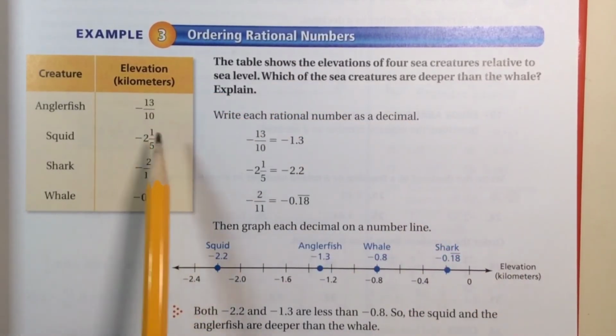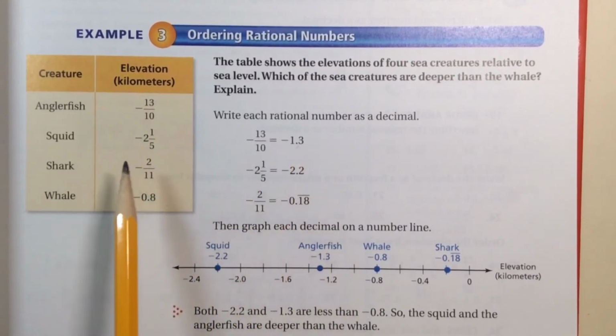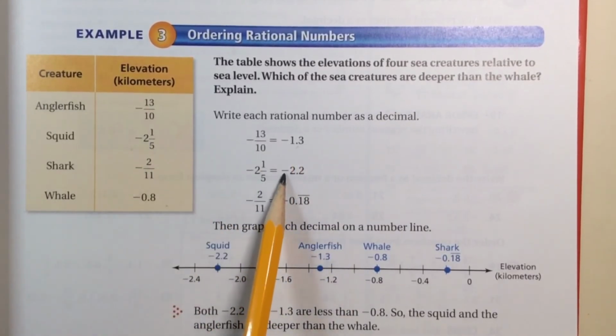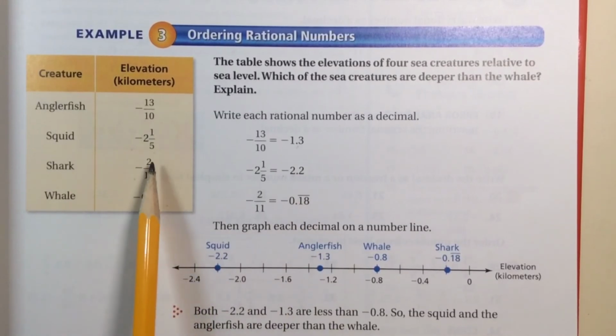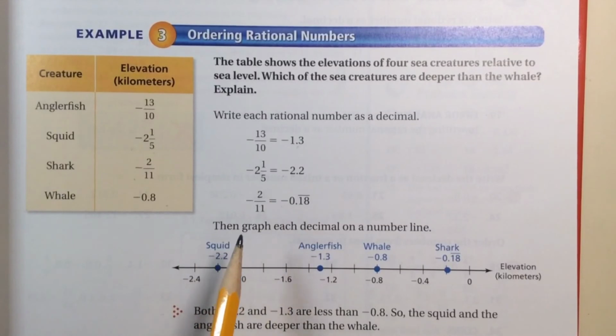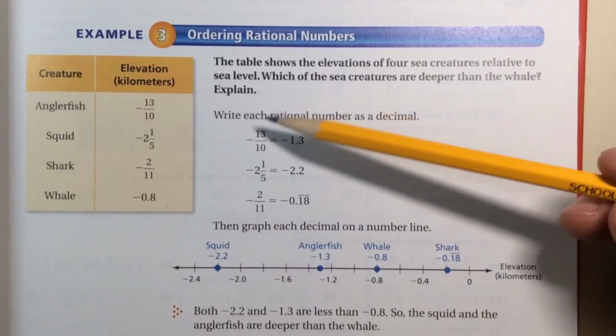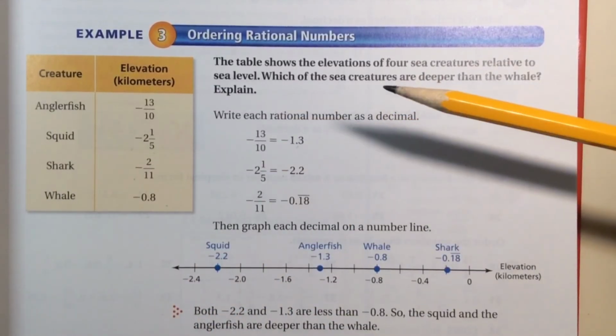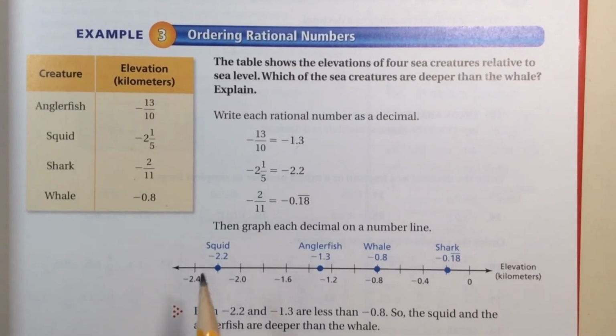So we're going to turn all of these into a common representation. Negative 13 over 10 is negative 1.3. Negative 2 1/5 is negative 2.2. And negative 2/11 is negative 0.18 with the 18 repeating. So now that they're decimals, those are much easier to put in order from least to greatest. And then you just go from the coldest temperature up to the warmest temperature. So negative 2.2, negative 1.3, negative 0.8, and finally negative 0.18.